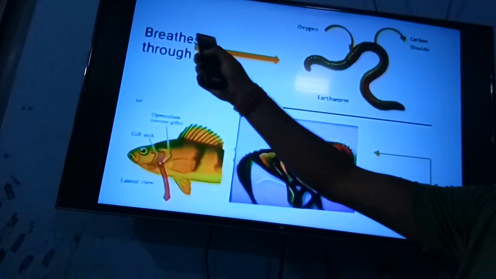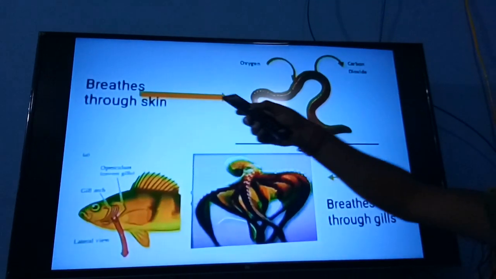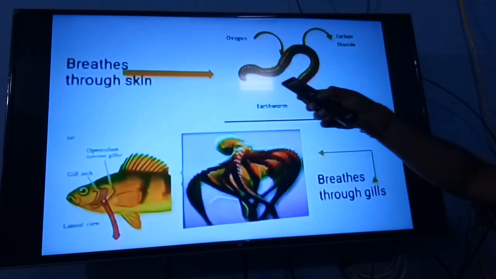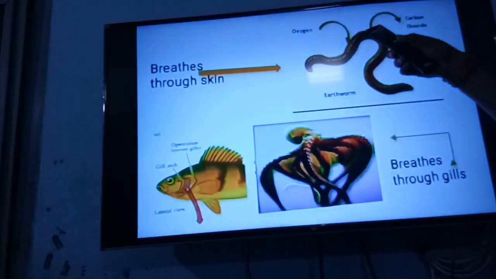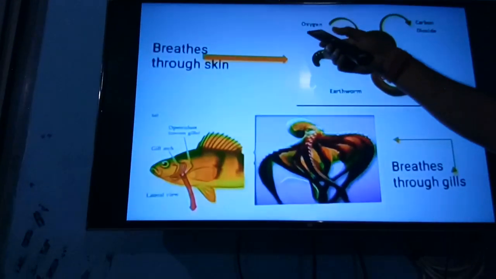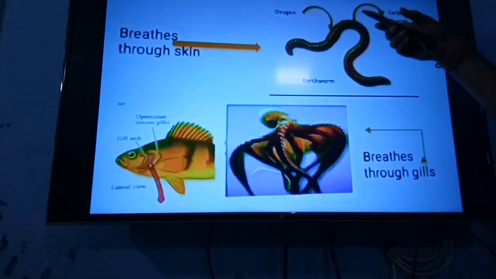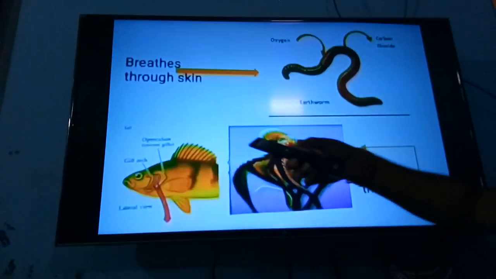You can see another picture here, breathing through the skin. This is the earthworm. Its surface is very soft and smooth, and it takes oxygen in and breathes out carbon dioxide with the help of its skin.